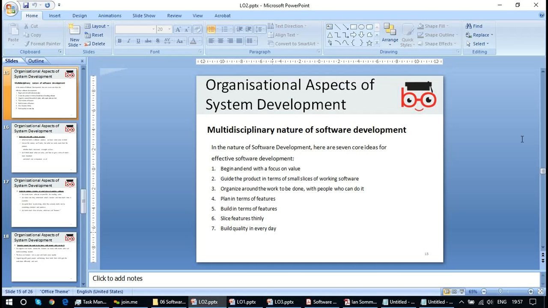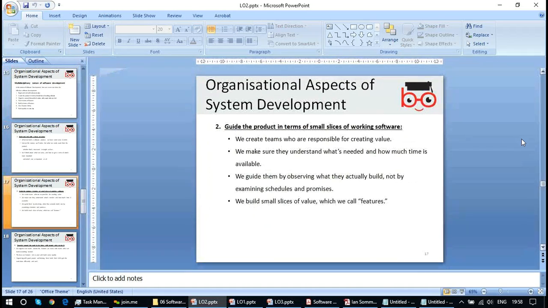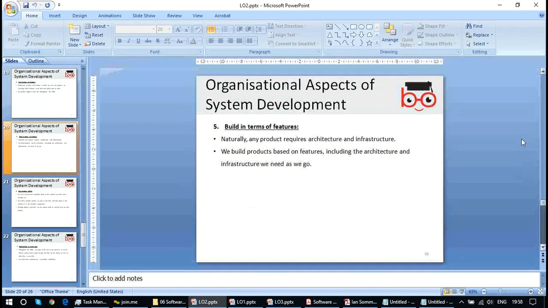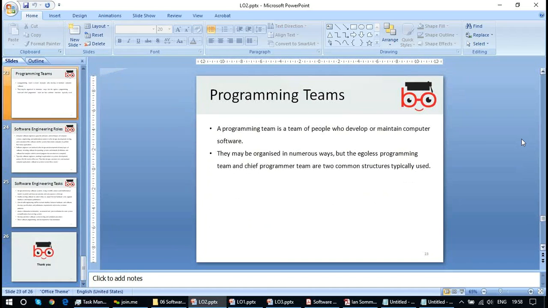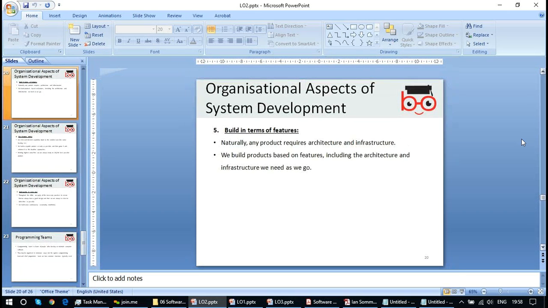Now, the software development should be done in this way. Let me see, 1, 2, 3, 4, 5, 6. Let me finish the remaining 3 slides today. And I think we will discuss these organizational aspects in the next lecture along with these LO3.